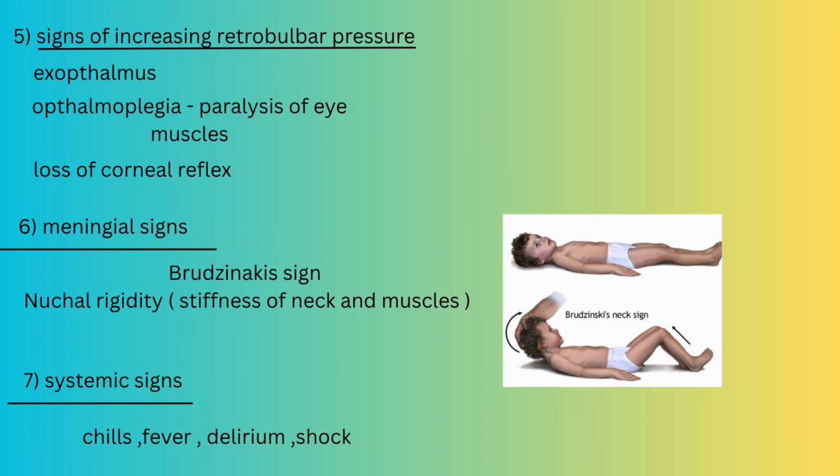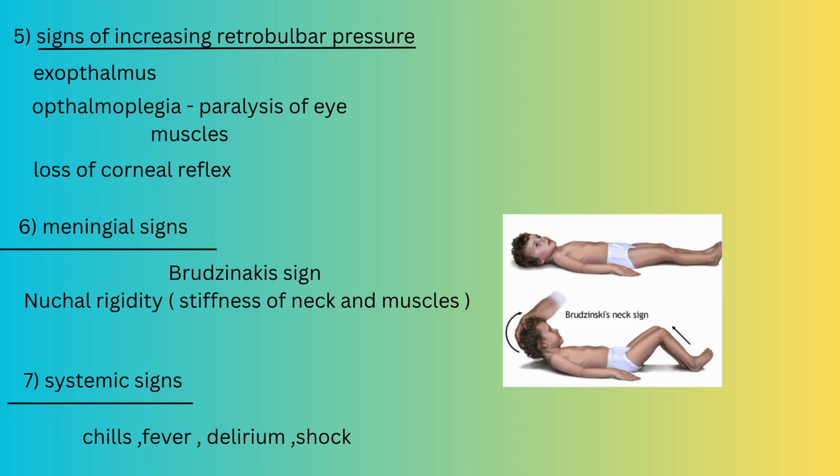And the next one is the signs of increasing retrobulbar pressure. What are those signs? One is exophthalmos, and the second one is ophthalmoplegia, nothing but paralysis of eye muscles, and the third one is loss of corneal reflex, and the fourth one is meningeal signs. So the most important sign is Brudzinski sign.